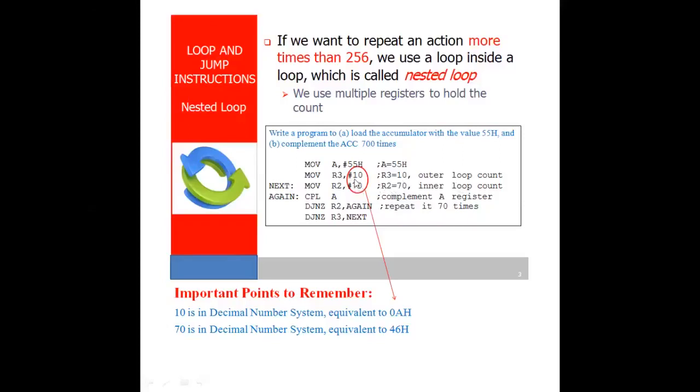The value 10 is actually specified in decimal. Whenever I do not specify the H, by default it will be treated as a decimal number, but it is a software directive.